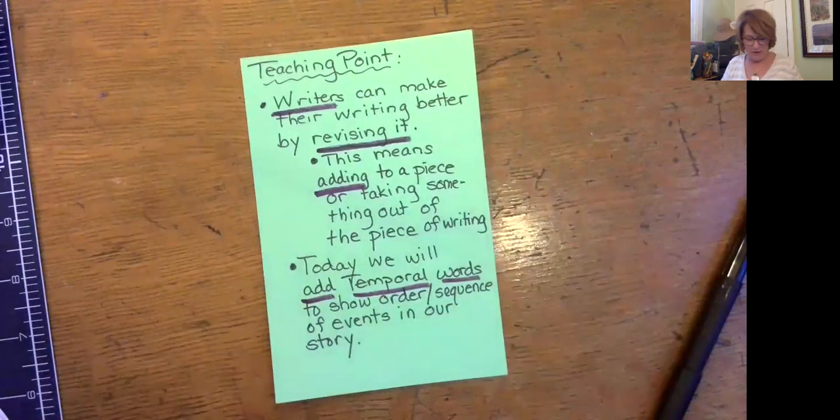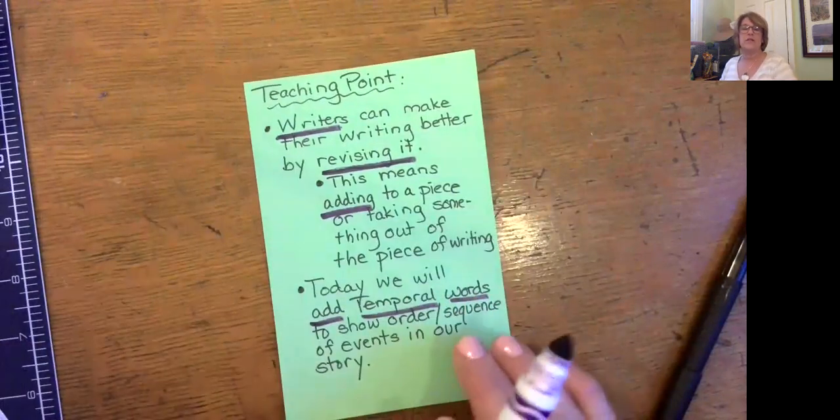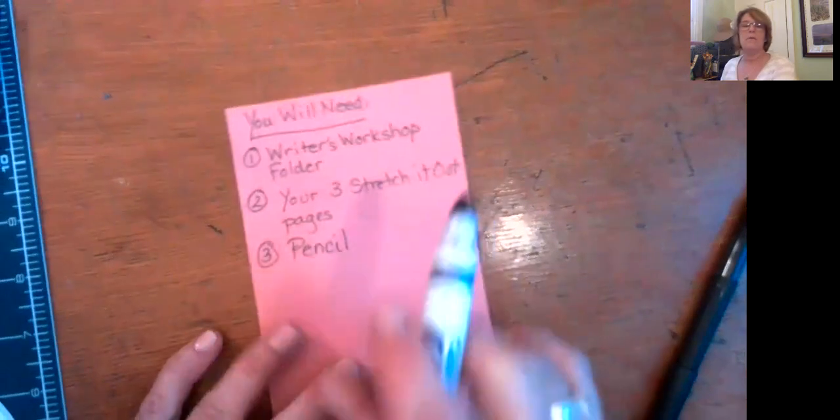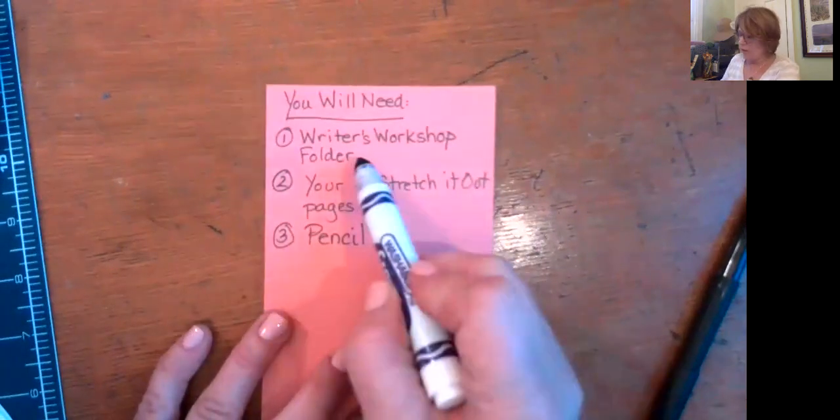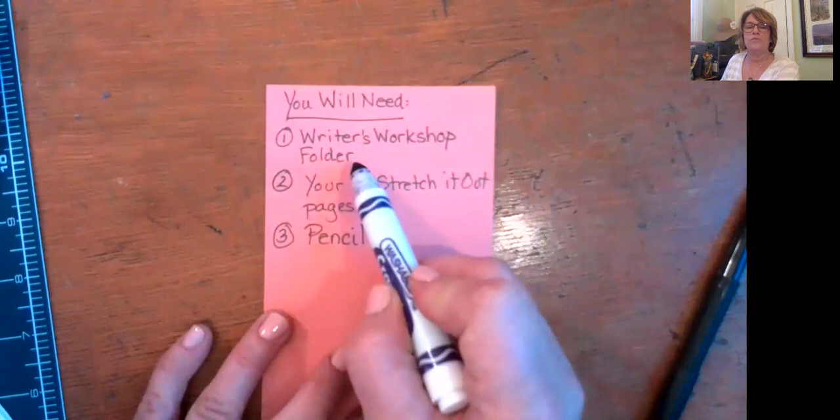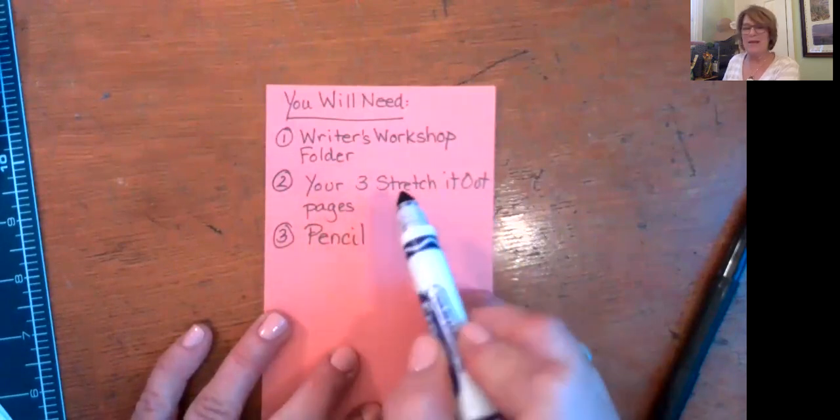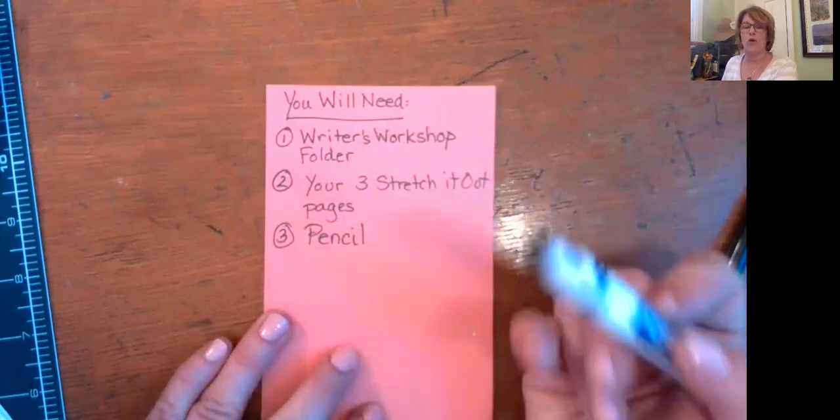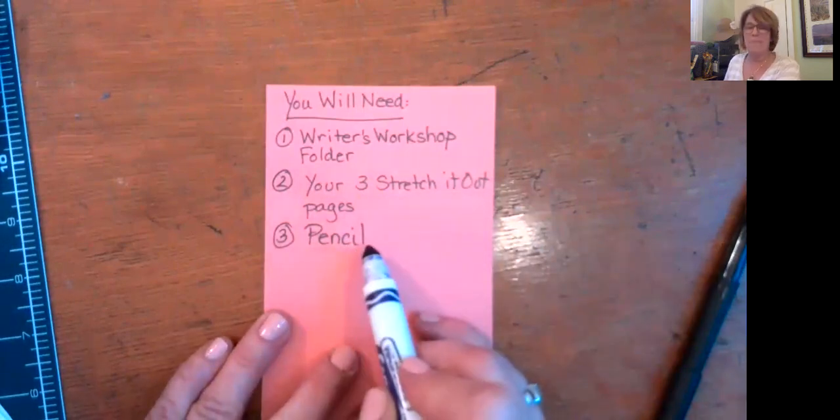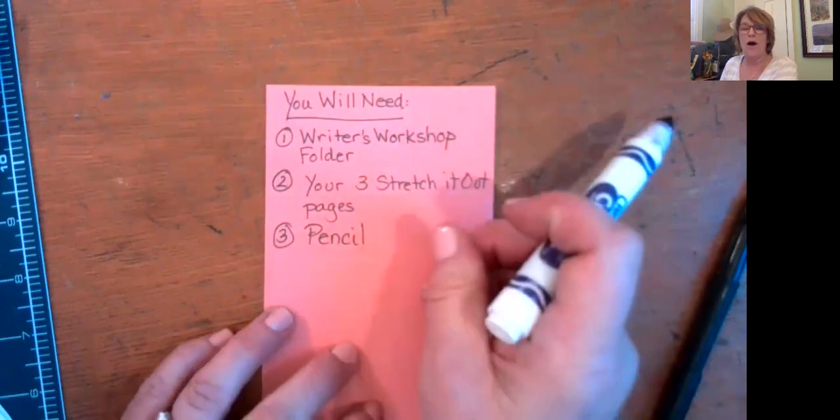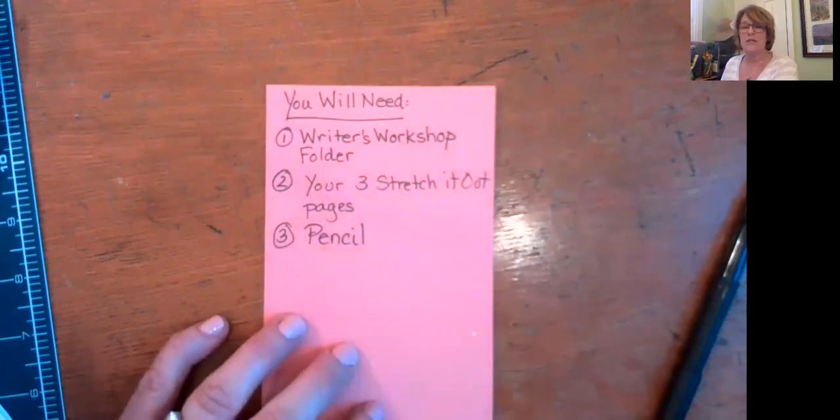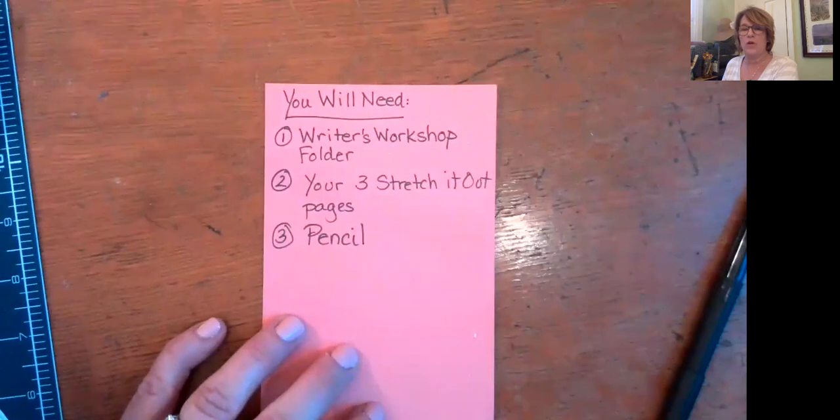I'm so excited. These are the things that we are going to need. You will need your writer's workshop folder, your 3 stretch it out pages. Those should be in your writer's workshop folder or notebook. And you also need a pencil. Put me on pause, please, and go grab those things, and we'll get started as soon as you come back.